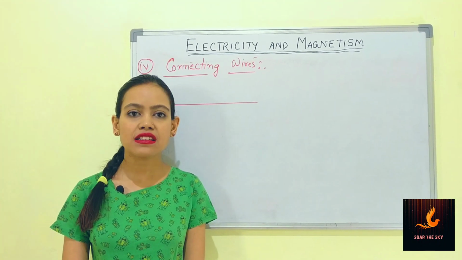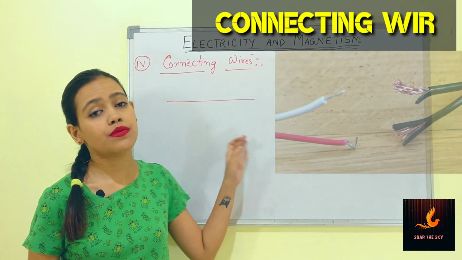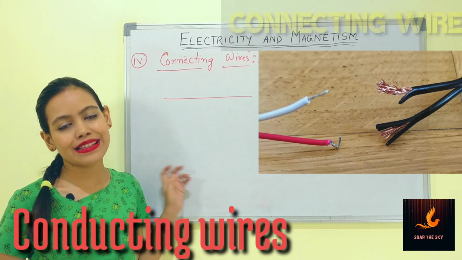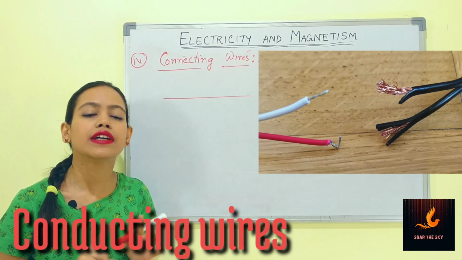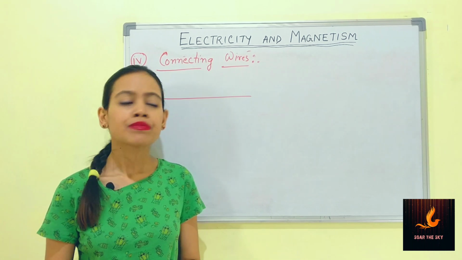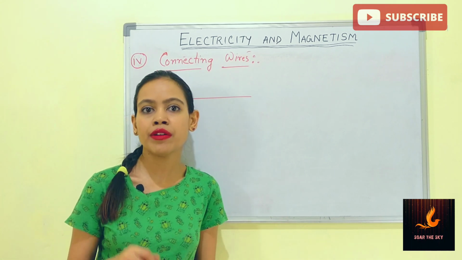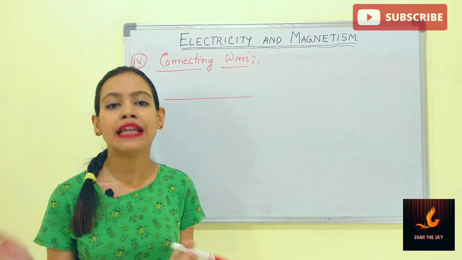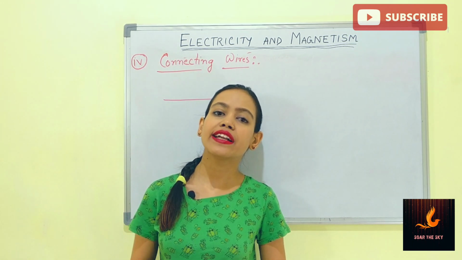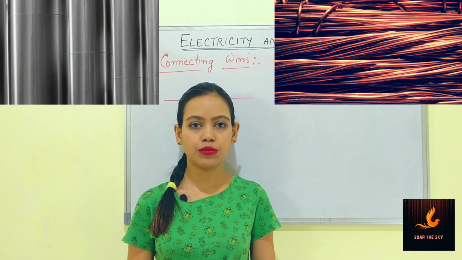The fourth and the last component of an electric circuit is the connecting wires, which can also be termed conducting wires, as they connect the other components of the electric circuit one with the other. All these connecting wires have symbols like this. Any line that you draw in between the components of the electric circuit will act as a connecting wire. Connecting wires are generally made of extremely good conductors like copper, aluminium, etc.